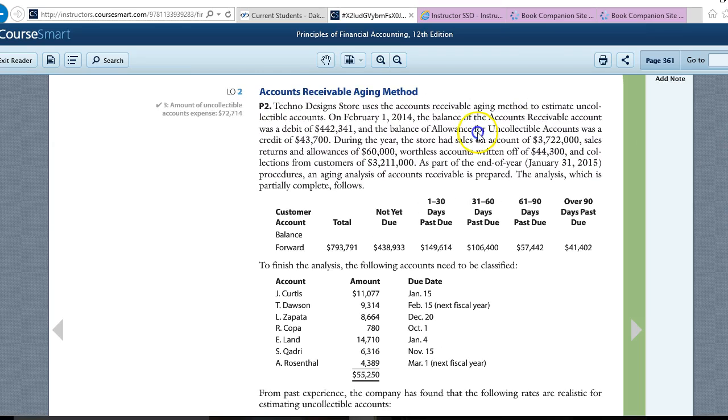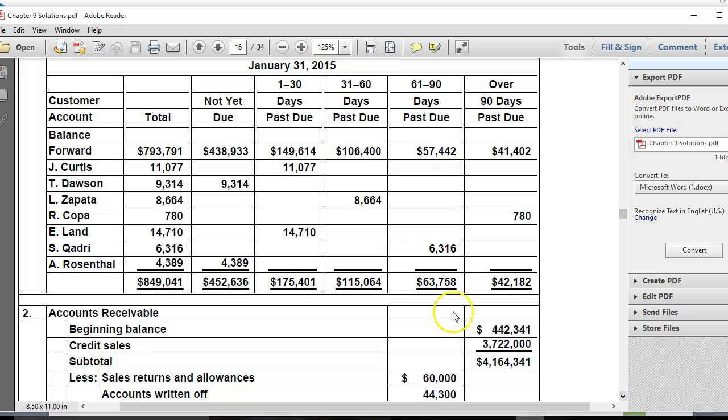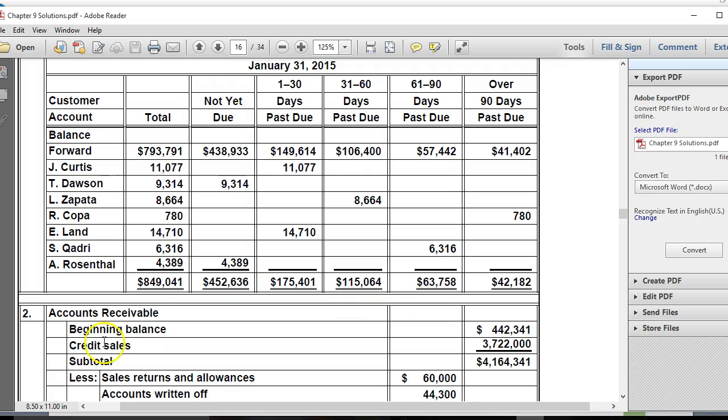So the balance of the accounts receivable account was $442,341. So we should see here, we start with $442,341. Then it tells us that our credit sales on account were $3,722,000. So we're going to add to our beginning balance our credit sales of $3,722,000.